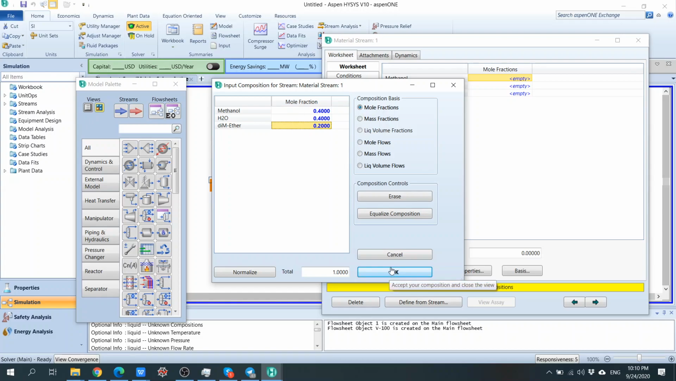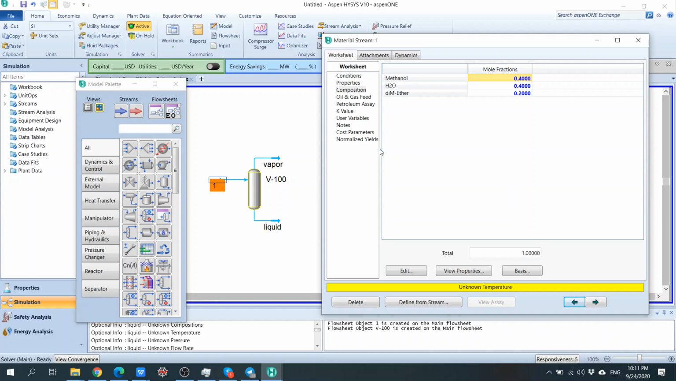And then if they're not the same, for example, if the sum is more than one, when you click OK it will then be normalized automatically. Otherwise, you can just click normalize and then click OK. Either way it's okay. So we get the compositions.